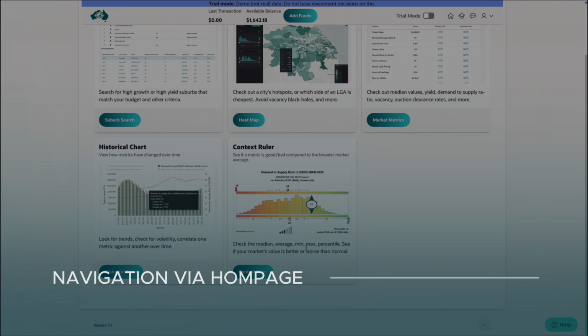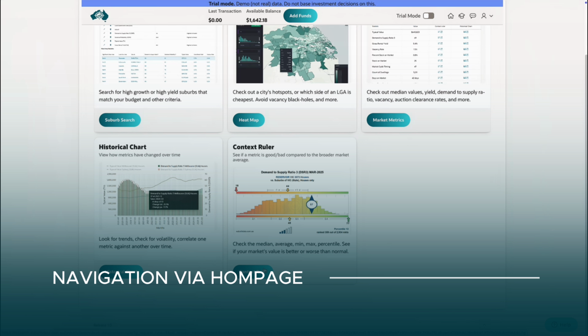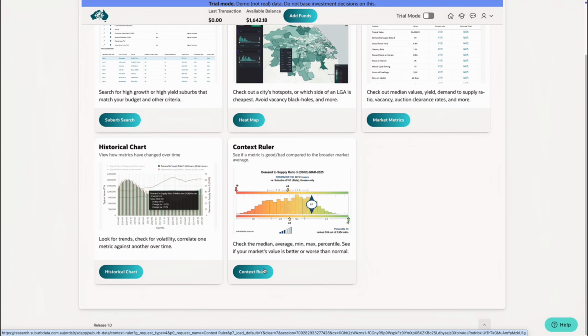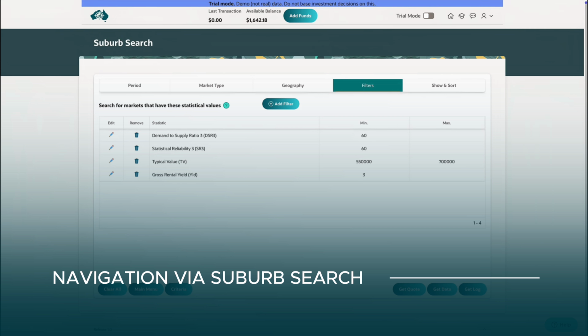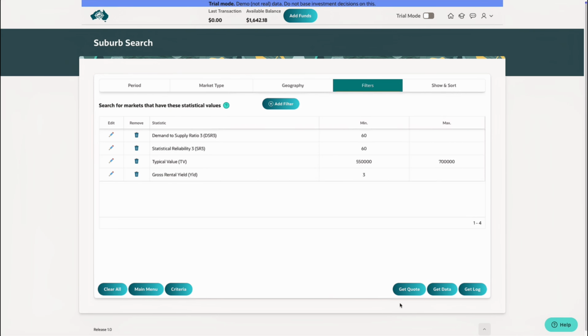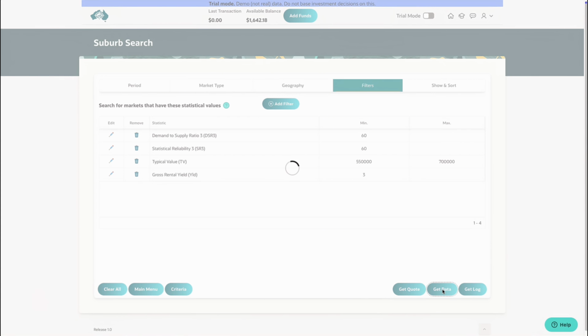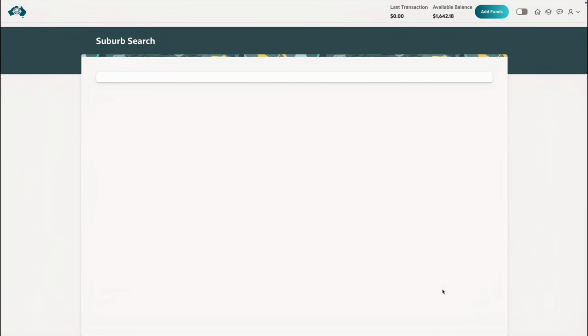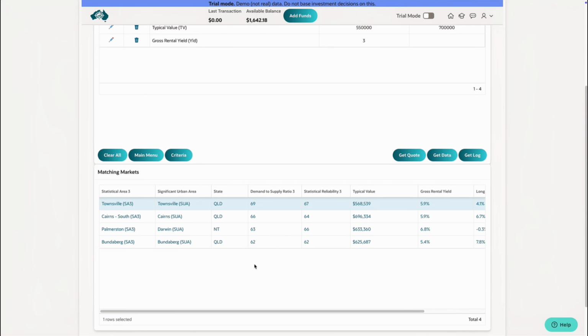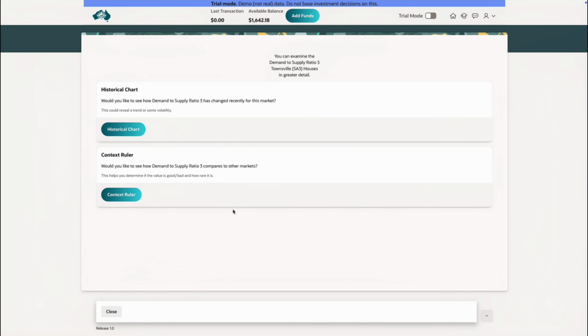You can get to the context ruler page from the home page. But there are a few other ways you can view a context ruler. One is via Suburb Search. In a Suburb Search report, the table of matching markets will contain some grid cells that show values for a metric for a market. If you click on that cell, a navigation page will appear.